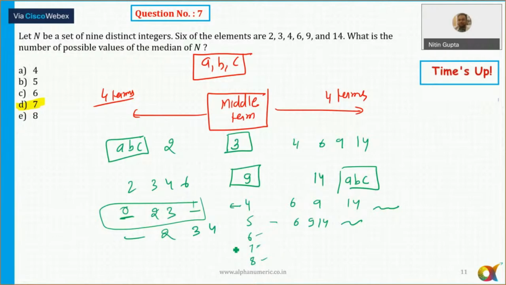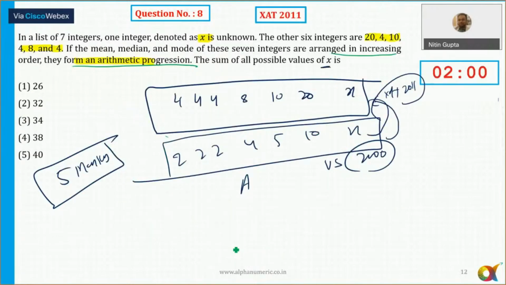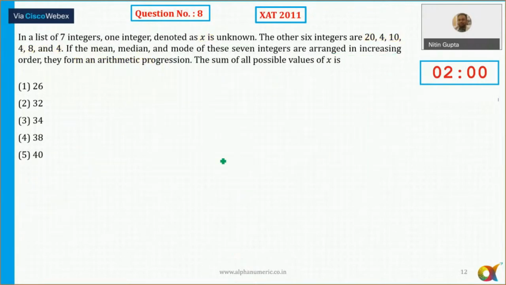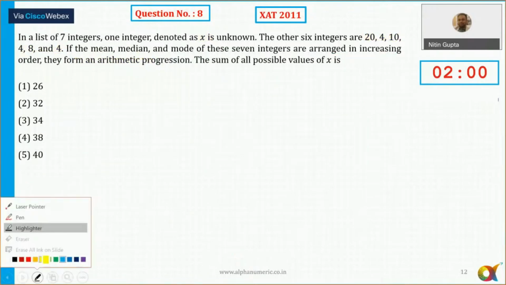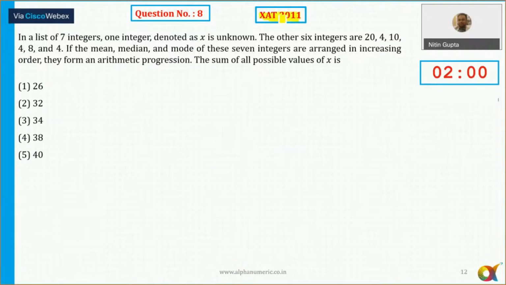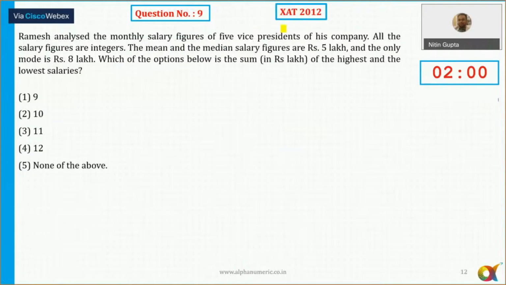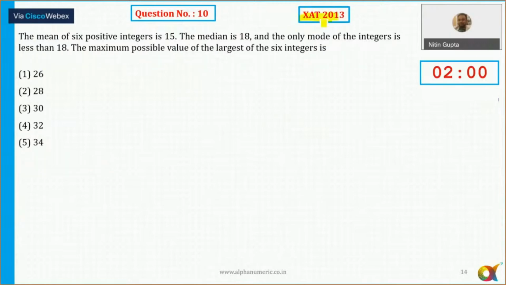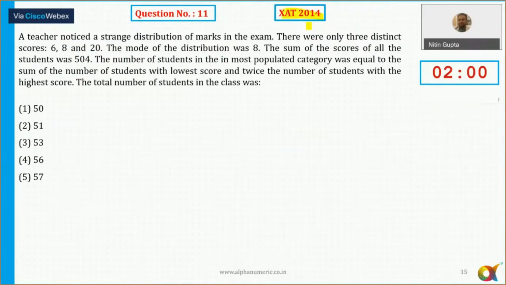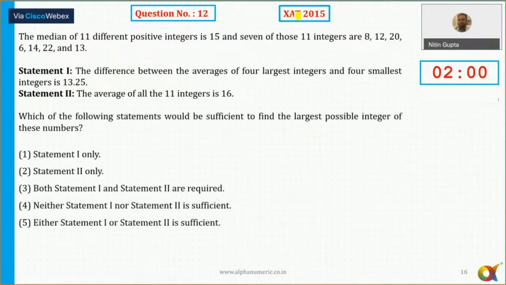Now the rest of the 5 questions are from XAT 2011. Let me highlight all the 5 questions which were from the real 2011 paper. After that, XAT 2012, XAT 2013, XAT 2014, and XAT 2015. Now, do you want to solve these 5 questions now, or will you solve them when you are writing these years' papers as a sectional test?